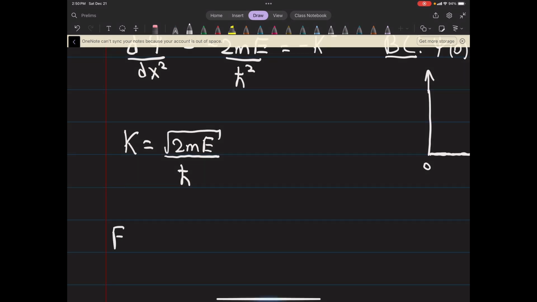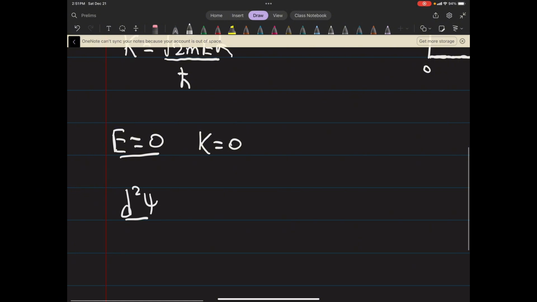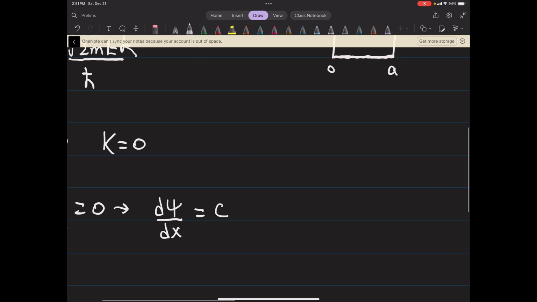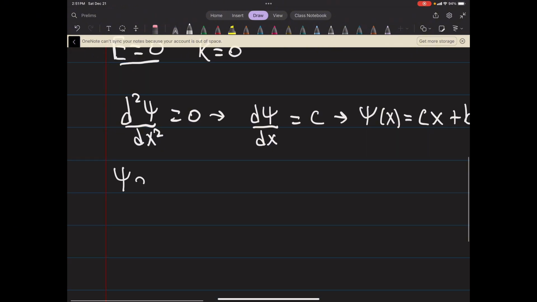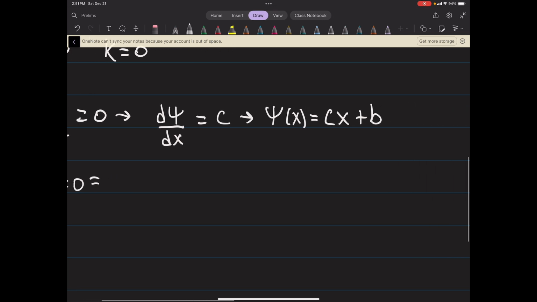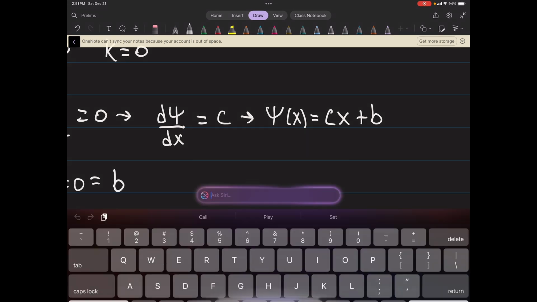Now if we look for the case where E equals 0, well, obviously if you plug in 0 for E here, k is equal to 0. So then our Schrödinger equation is just this. And that tells us that the second derivative of psi with respect to x is equal to 0, so the first derivative is some constant, call it c. And this is a pretty easy differential equation to solve. You get psi of x equals cx plus b, where b is just some constant. Okay, well, psi of 0 has to equal 0. Now if we plug 0 into here, then psi of 0 is just b.